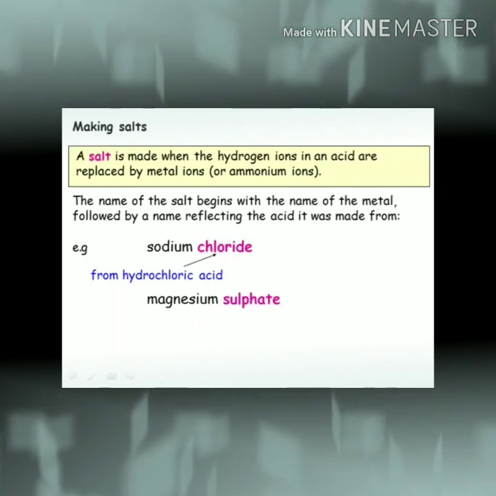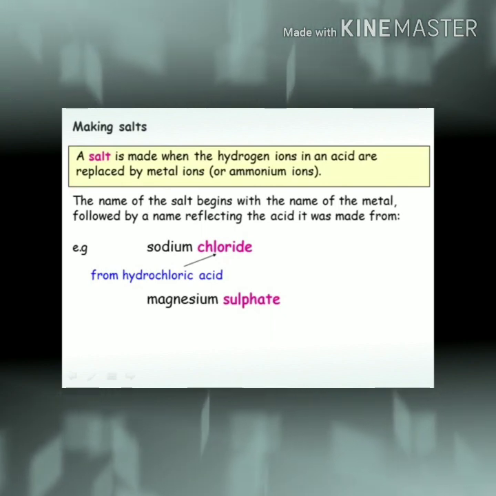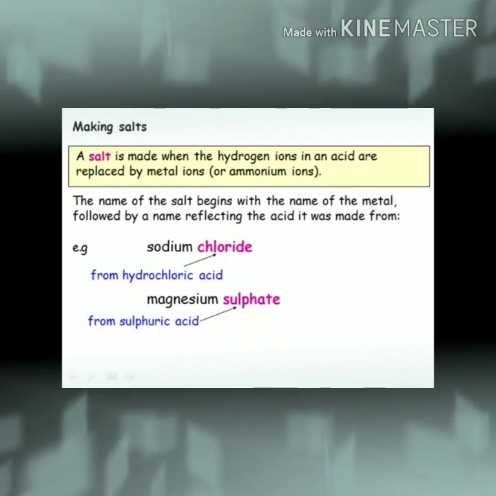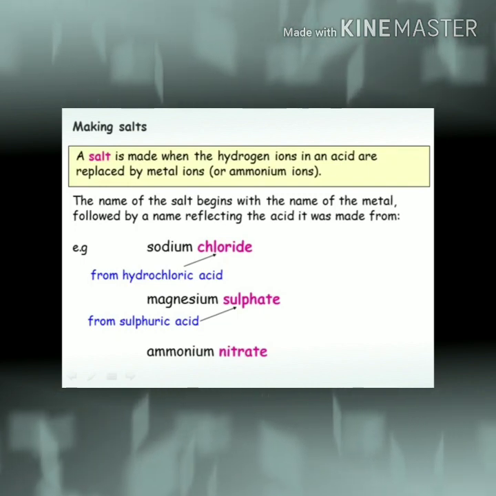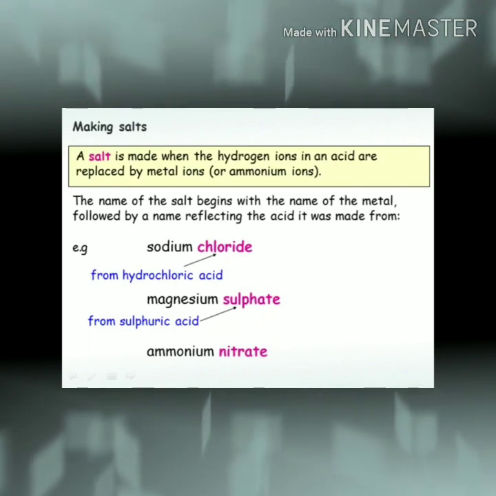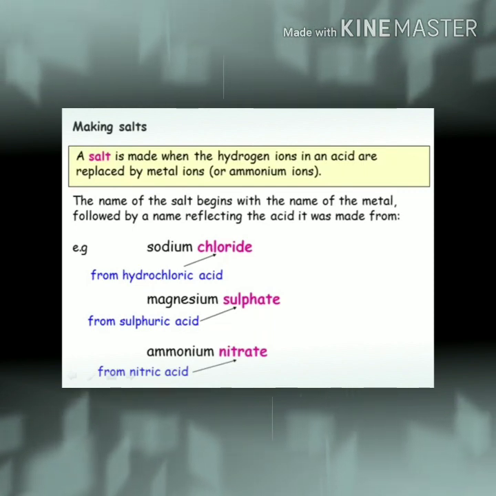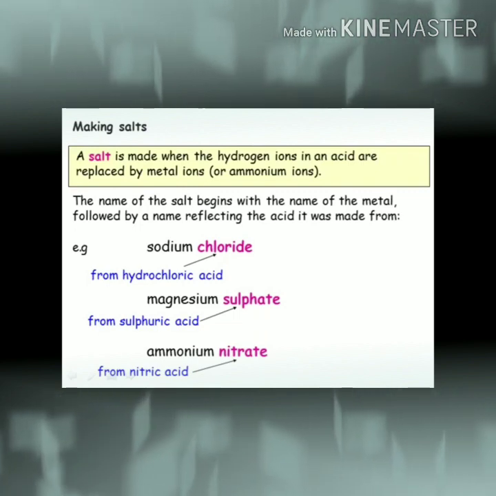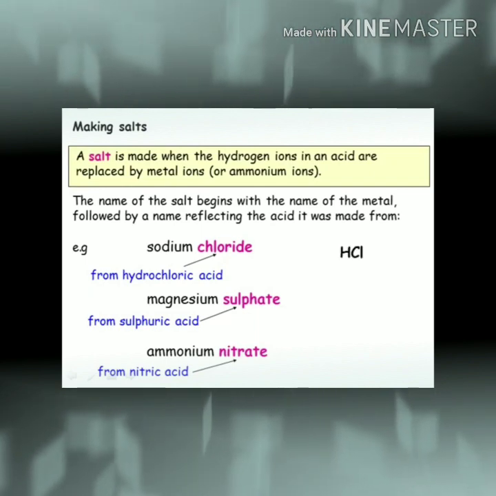So here you can see in the example, all the chlorides start with hydrochloric acid. In this example, you can see magnesium sulfate here. So in magnesium sulfate, the hydrogen ions are replaced with magnesium. The sulfate comes from the sulfuric acid. Here chloride comes from hydrochloric acid, and nitrate comes from nitric acid. So the acid from which sulfate is derived is actually sulfuric acid. Ammonium nitrate is actually an important fertilizer. Over here you could see.